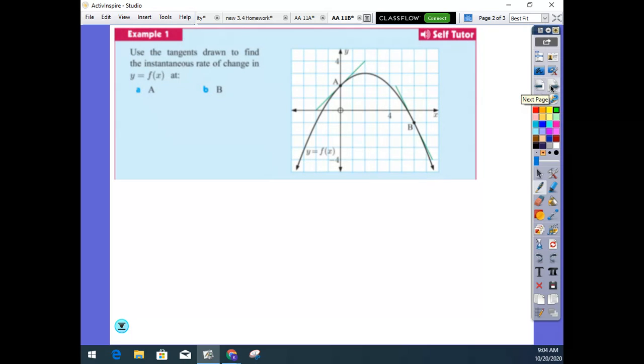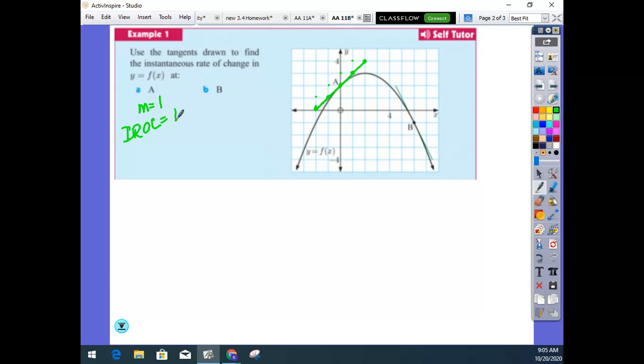For example, if we want to find the instantaneous rate of change at A, we're going to find the slope of this line that touches the curve at A at exactly 1 point. We'll notice this line has a slope of up 1 over 1 all the way across. Because the slope of the line at A is 1, we say the instantaneous rate of change also equals 1.